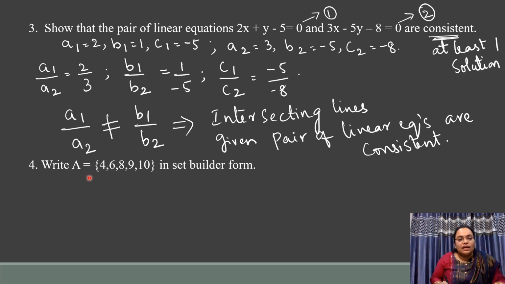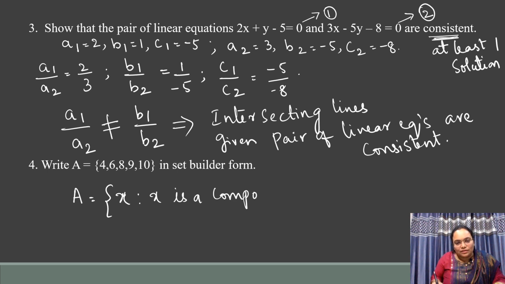The next one is in roster form. We need to write it in set builder form. How do you write it in set builder form? x such that, if you see this, 4, 6, 8, 9, 10, they are composite numbers. So x such that x is a composite number. And if you see, it is stopping at 10, so it is less than or equal to 10.